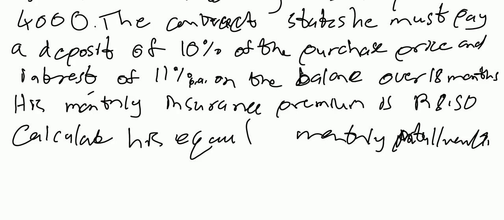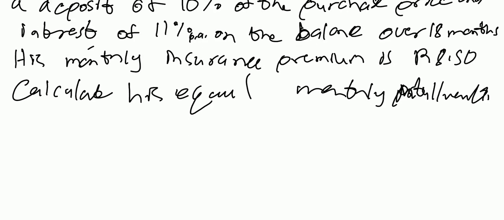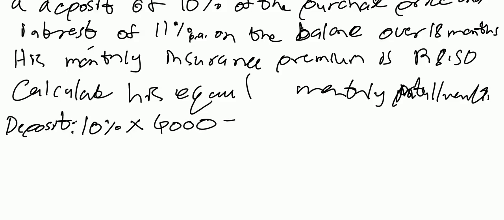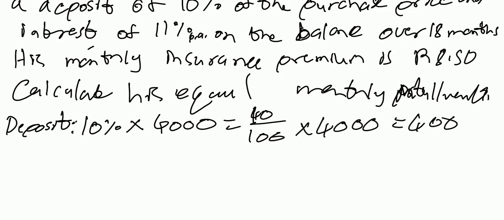So before we tackle the question, let's start dealing with the deposit. Remember, what is the deposit? It is 10% of what? Of 4,000. 10% of 4,000 is the same as 10 over 100 multiplied by 4,000, which is 400. So James has paid 400.